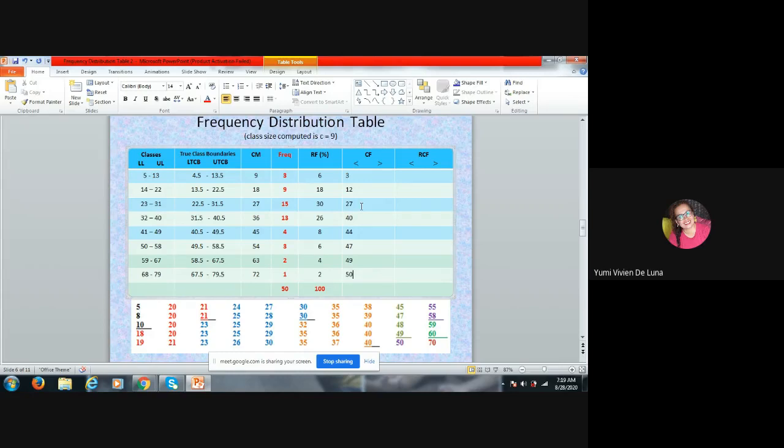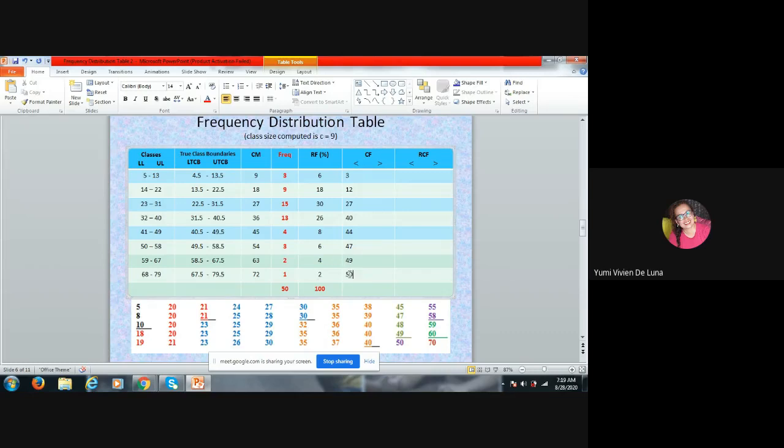Ayan. So ulitin ko lang less than CF, you copy the first value of your frequency and then add yung susunod. 3 plus 9, 12, 12 plus 15, 27, plus 13, 40, plus 4, 44, plus 3, 47, plus 2, 49, plus 1, 50.